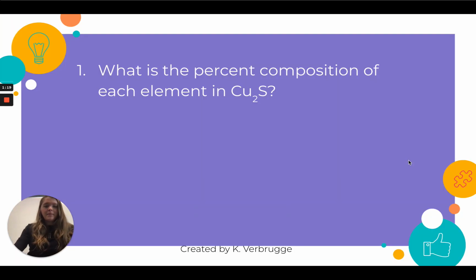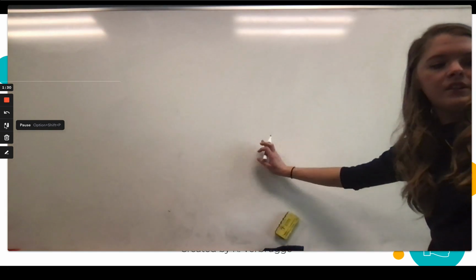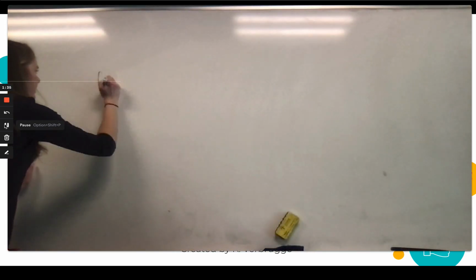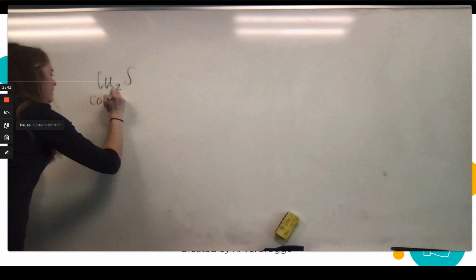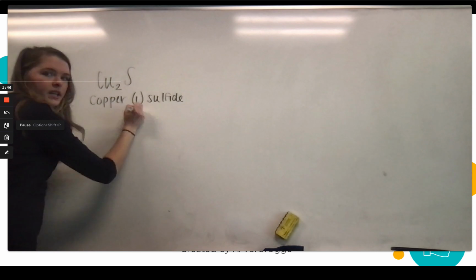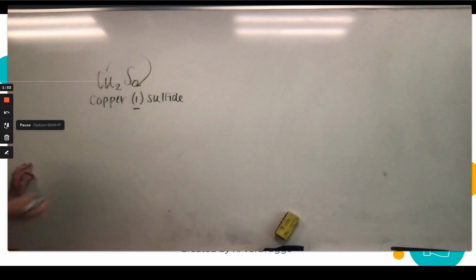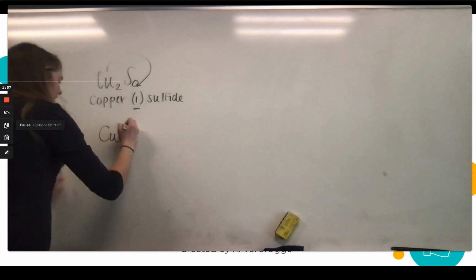What is the percent composition of each element in Cu2S? I have a bigger screen here so that we can go over the problems. Our first step is to find the molar mass of each of the elements as well as the mass of the compound. We're dealing with copper(I) sulfide. Remember it's copper 1 because we get our charge from sulfur, and since there's nothing there, we assume it is a 1.